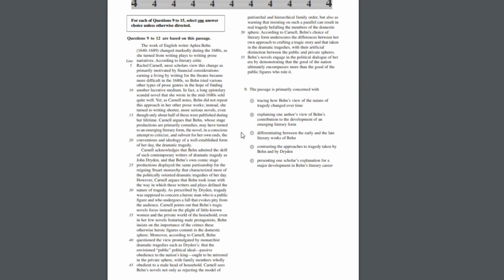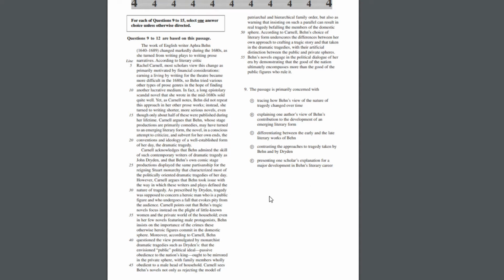And so if we look at this first paragraph, what was that generally about? Well, we have this writer, Afra Behn, and we have a critic who's writing about her, Rachel Carnell. And this first paragraph is all about why Behn changed the way that she was doing things, right? Some people say that it was because she was looking for a more lucrative medium, but then it says Carnell argues that Behn did this in an attempt to criticize and subvert for her own ends the conventions and ideology of a well-established form of her day, dramatic tragedy. So the first paragraph is mainly about why Behn changed the way that she wrote, according to this critic, Rachel Carnell.